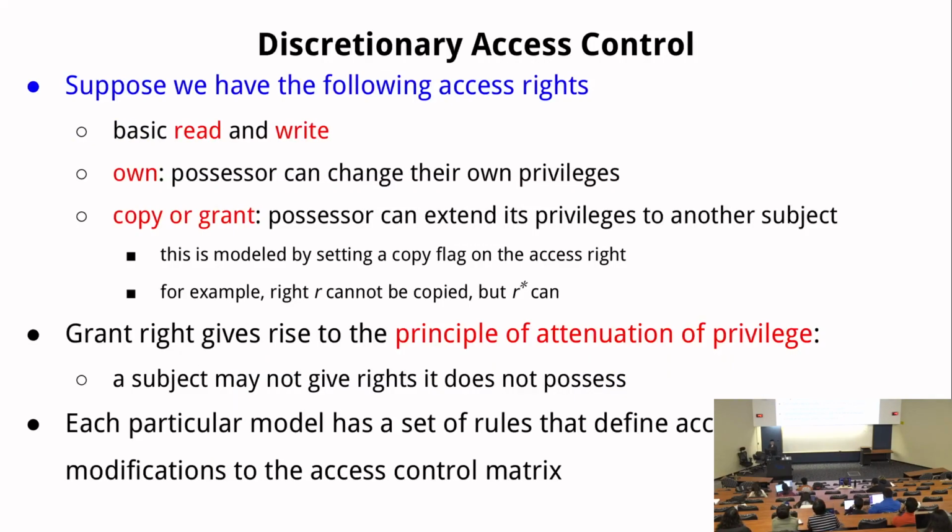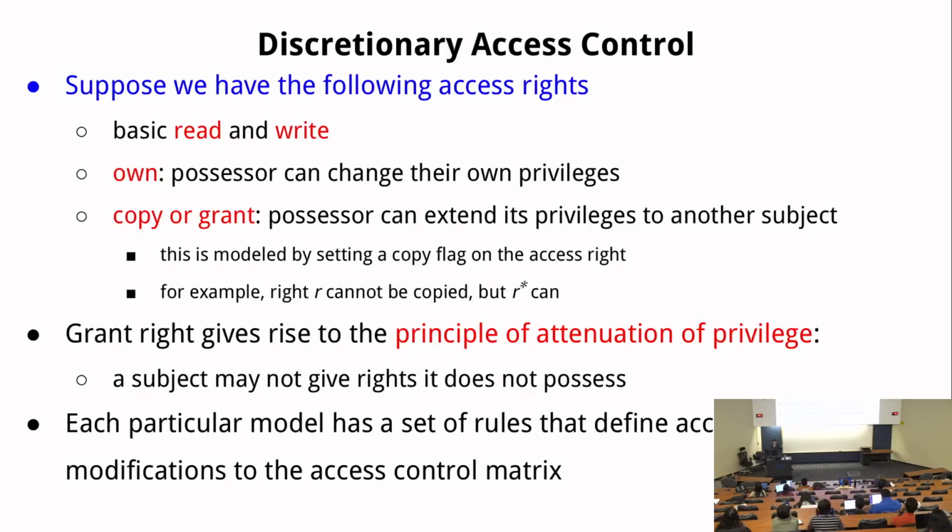Suppose we have simple access control rights, just read and write. Processes can change their own privilege. They can extend their privilege to a larger subject. This can be modeled by setting a copy flag on the access control right.